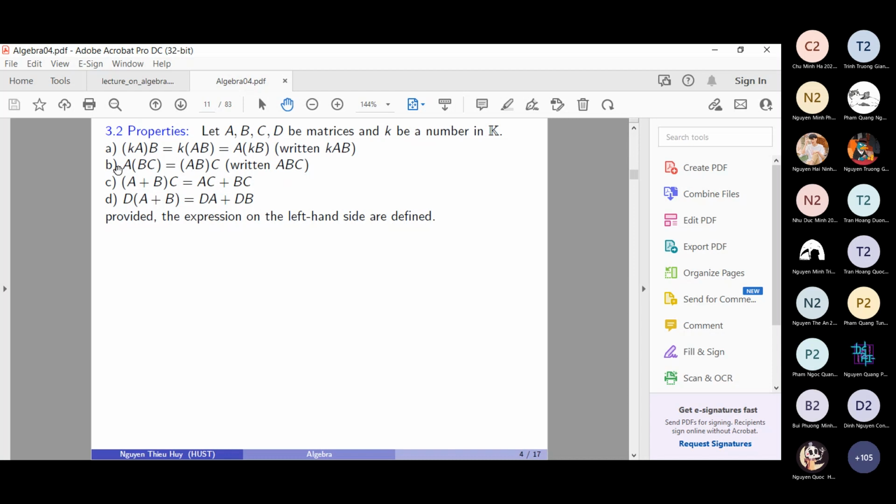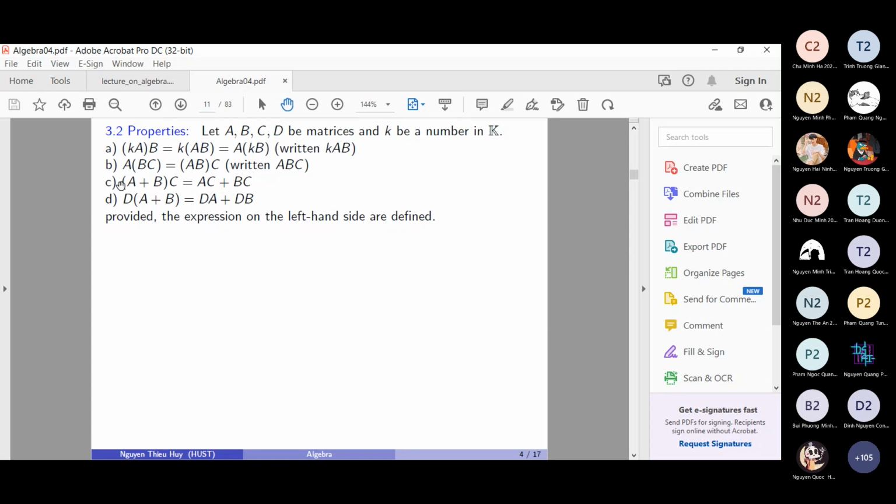Although matrix multiplication is not commutative, luckily it is associative. This is good news, so we can have a structure for that. Associative means you can put brackets anywhere and the result is unchanged. Therefore, we don't have to put brackets in ABC, because no matter where you put brackets, the product is the same.